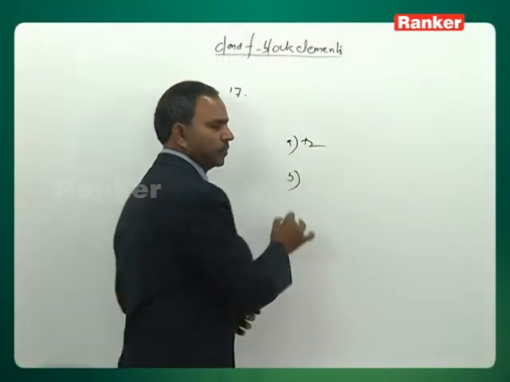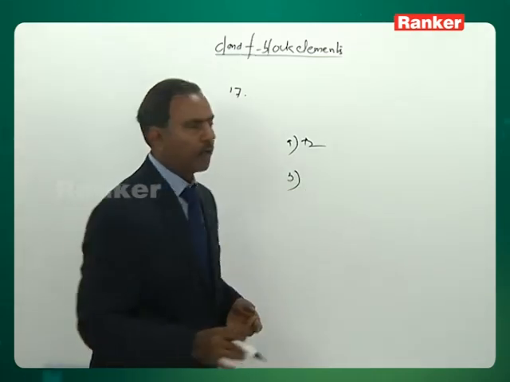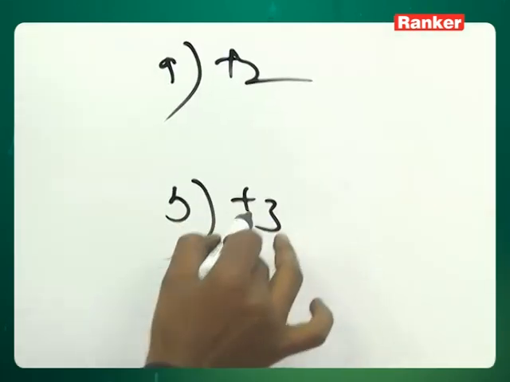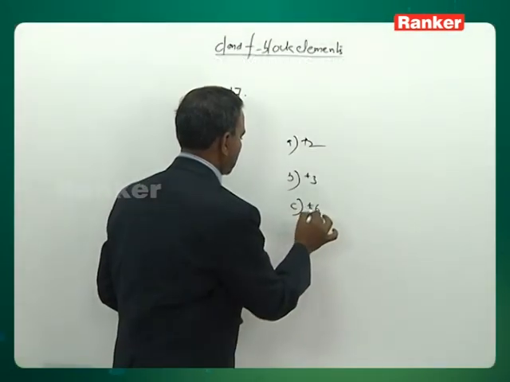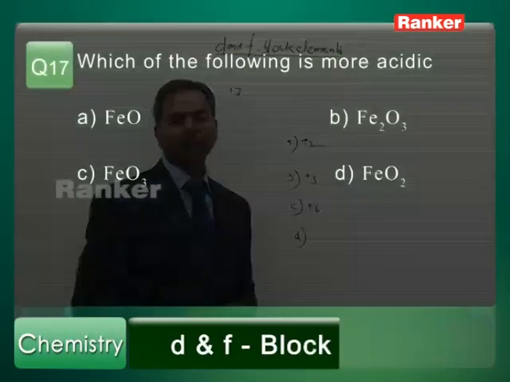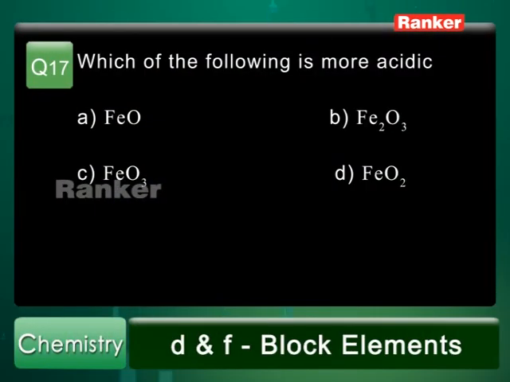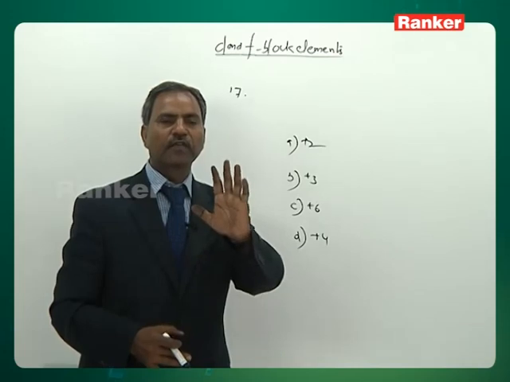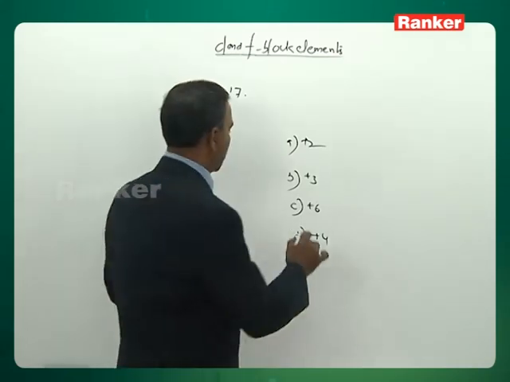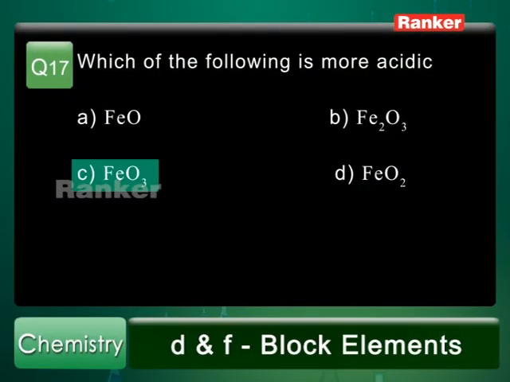Coming to B, Fe2O3, the iron oxidation number is only plus 3. Option C, FeO3, plus 6. And D, FeO2, then it is plus 4. We require the more acidic oxide, so choose the option with the greater oxidation number. So here option C is the correct answer.